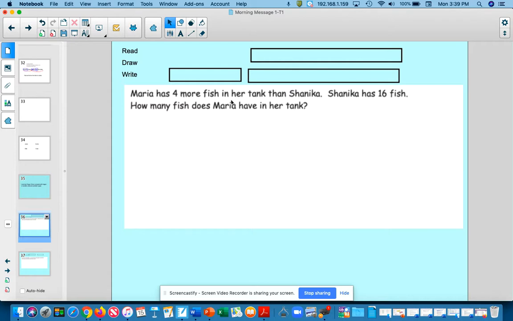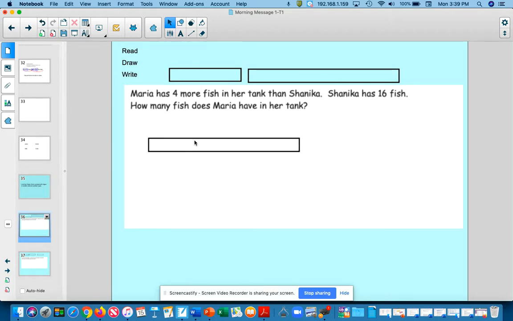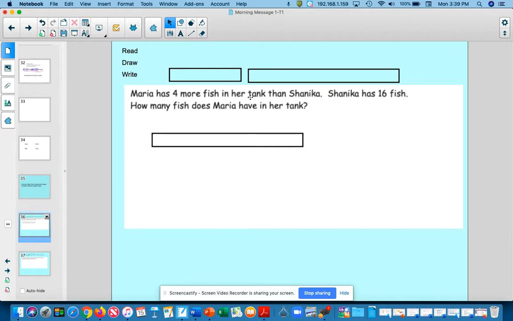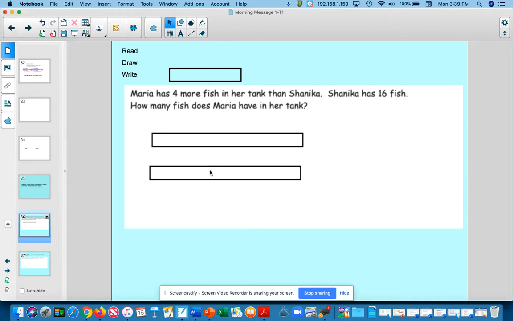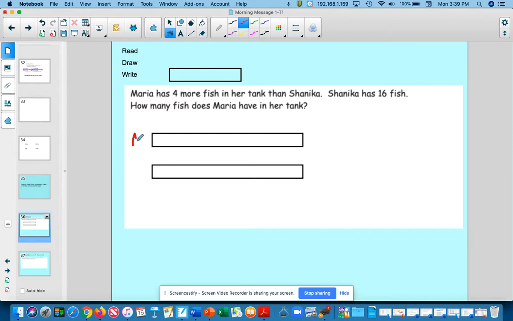Maria has 4 more fish in her tank than Shanika. Shanika has 16 fish. How many fish does Maria have in her tank? Okay, so let's think about the information we have. So we have Maria. I'm going to put Maria here, and then we're going to put Shanika here, and I'll put an M for Maria and an S for Shanika. And we're going to move.